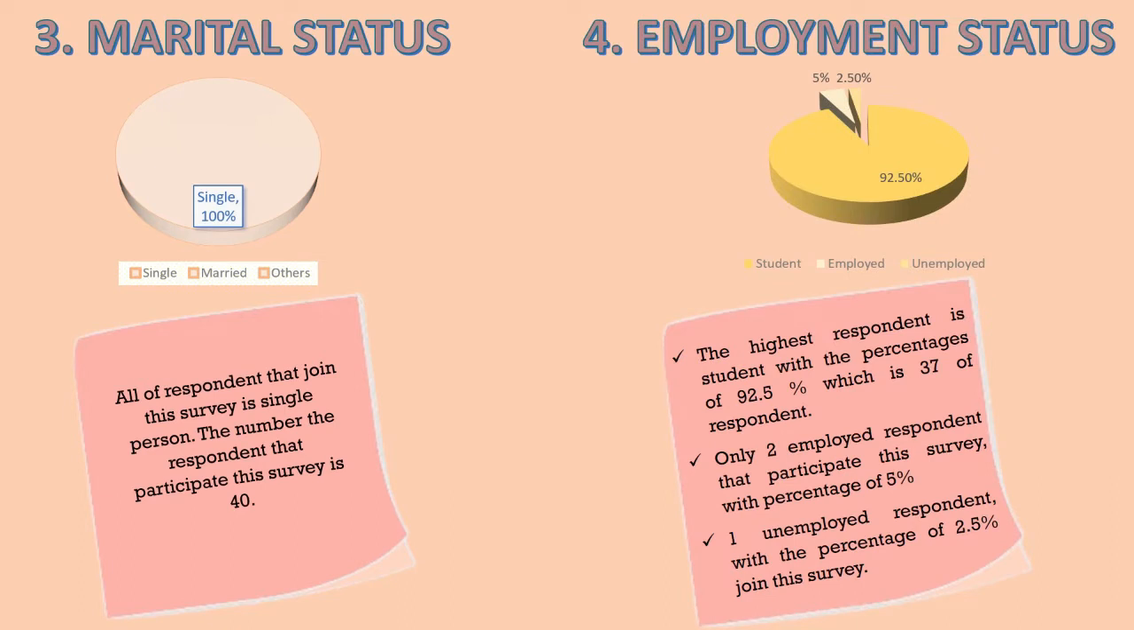Number 4 is employment status. From the graph, we can see that the highest group of respondents is students, with a percentage of 92.5%, which is 37 respondents. Next, only two employed respondents participated in this survey, with a percentage of 5%. Lastly, one unemployed respondent, with a percentage of 2.5%, joined the survey.